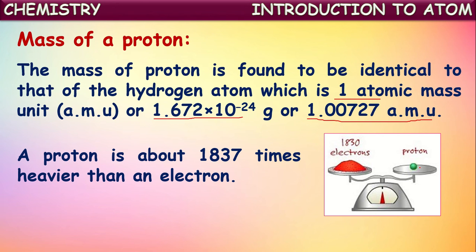That is why we said the mass of an electron is negligible when compared to the mass of hydrogen or one proton. It is very less. We know its value in grams is 9.11 into 10 to the power of minus 28 grams. But when compared with one proton's mass, it is very less. The mass of an electron is 1 by 1837 times that of one proton. That's why the mass of an electron is said to be negligible.